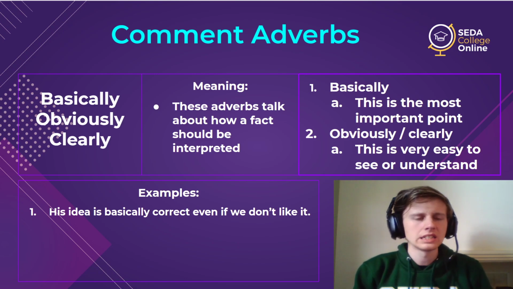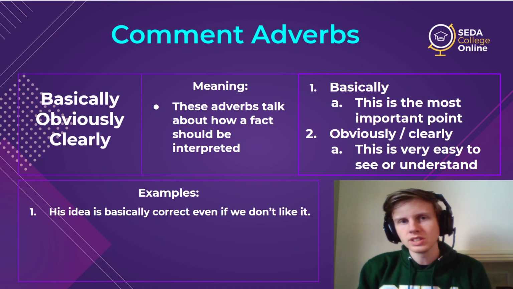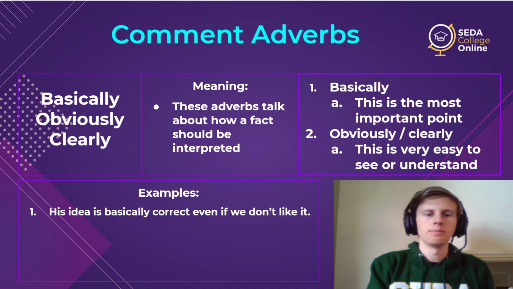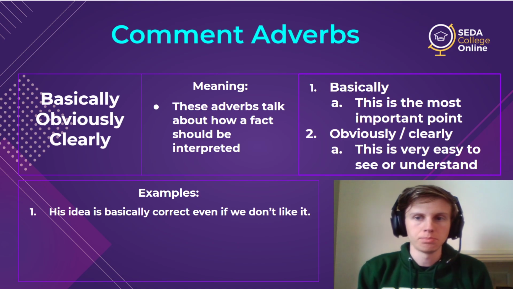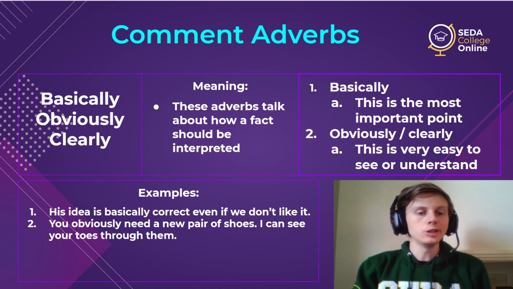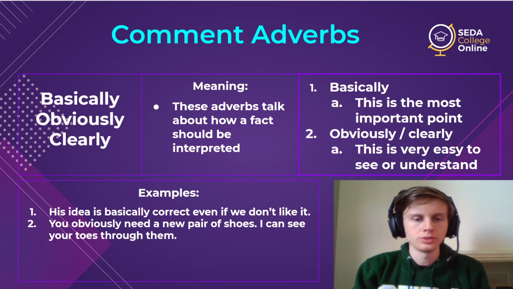It is correct. And you can use it at the beginning of a sentence very usually. So something like, basically, it will rain all day, so we can't go to the park. And you would use basically there as a most important, it will rain all day. Or something like, you obviously need a new pair of shoes. I can see your toes.